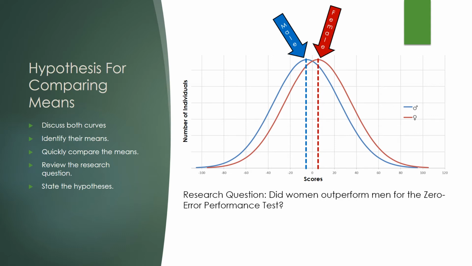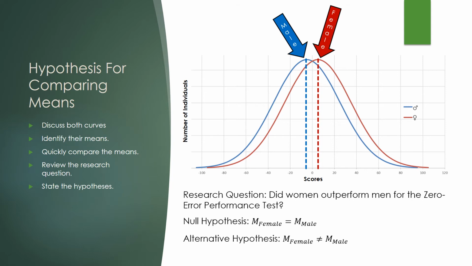And to do that, we need to have the hypotheses. The null hypothesis is the mean for female equals the mean for male. That's basically the statement, both curves have the same mean and neither group outperformed the other. The alternative hypothesis is that the means differ. And by differing, I mean one of the means is greater than the other.